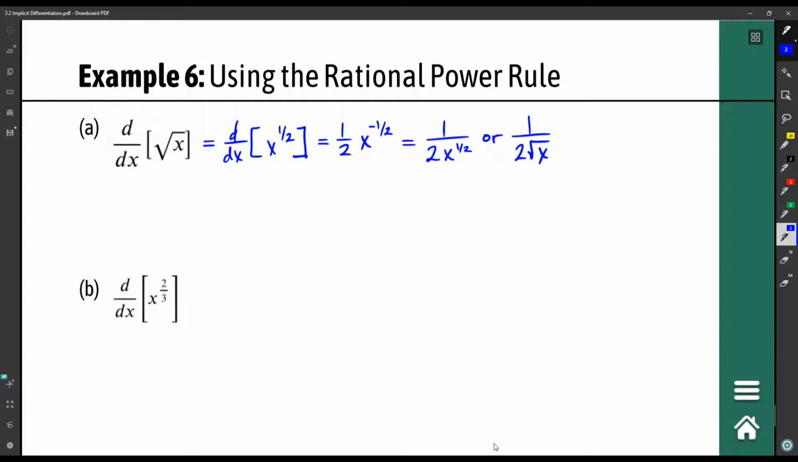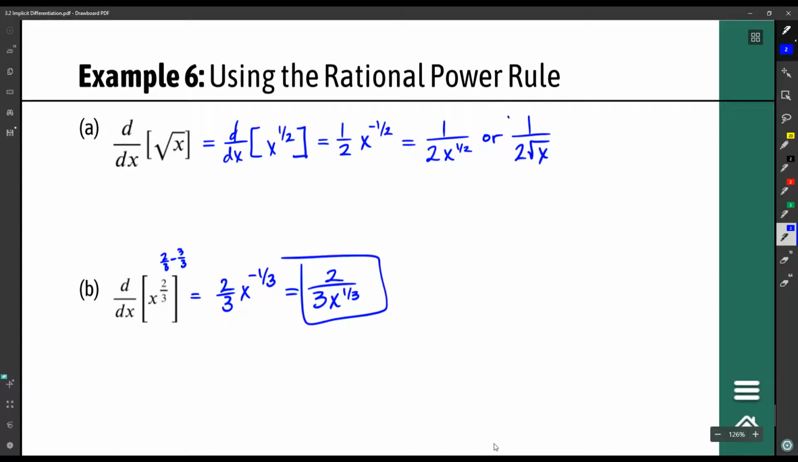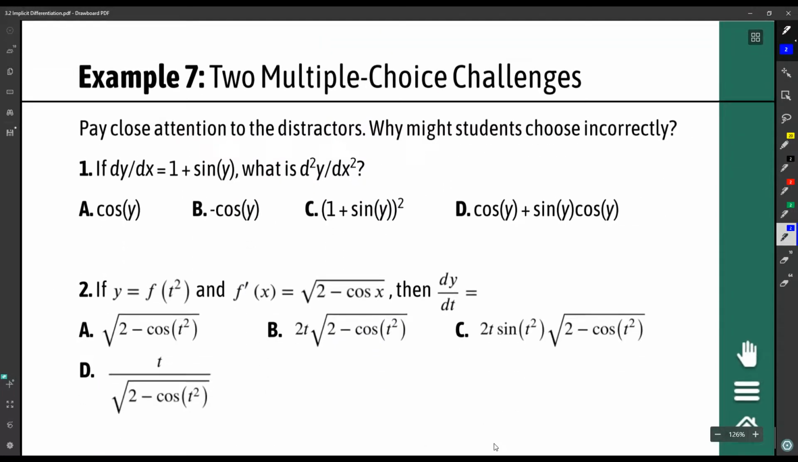It also applies in part B, the derivative with respect to x of x to the 2/3. Our 2/3 will come to the front as a coefficient, and now that's going to be x to the power of 2/3 minus 1, or 2/3 minus 3/3, so we can call that negative 1/3. That will be cleaned up with positive exponents as 2 over 3x to the 1/3. So we have answers here and there.